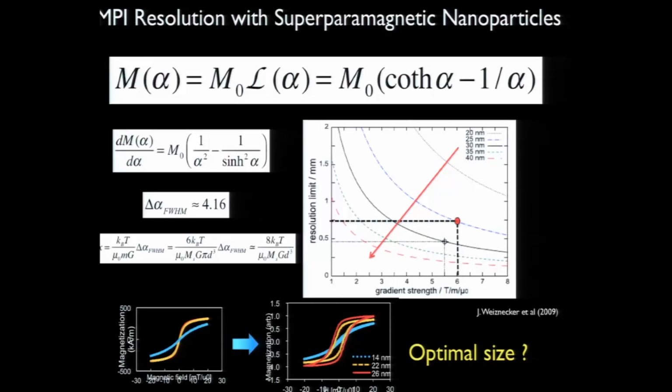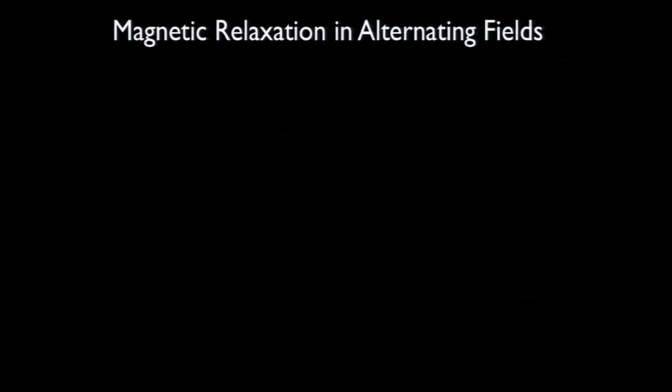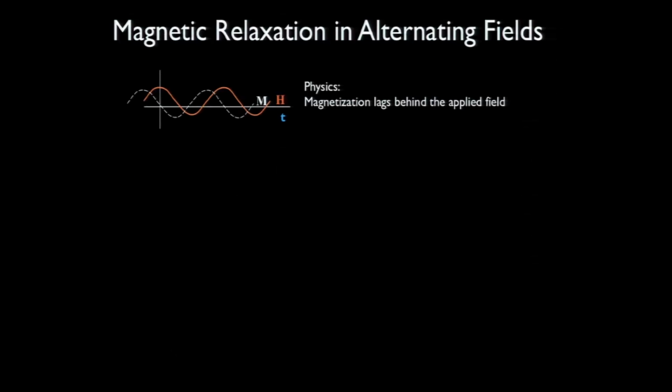So is there an optimal size? That was the question that we were asking ourselves. Is there an optimal size? And so we obviously have to look at relaxation in alternating fields. So we have an AC field, you have a magnetization.